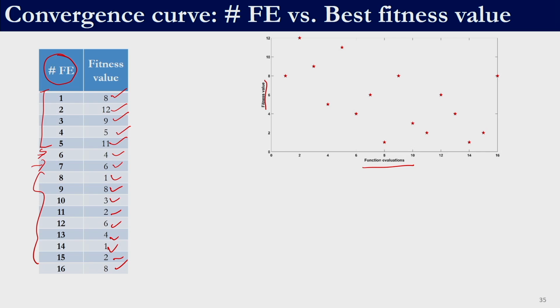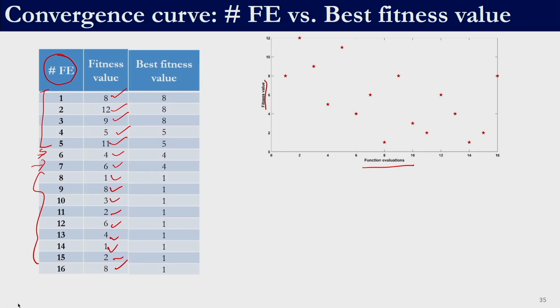So, what we do is we plot the best fitness value. So, what we are saying is when I evaluated the fitness function for the first time, I got 8. What is the best value so far? That would be 8. When I evaluated the fitness function for the second time, what is the best fitness function value that I have so far? This remains 8.